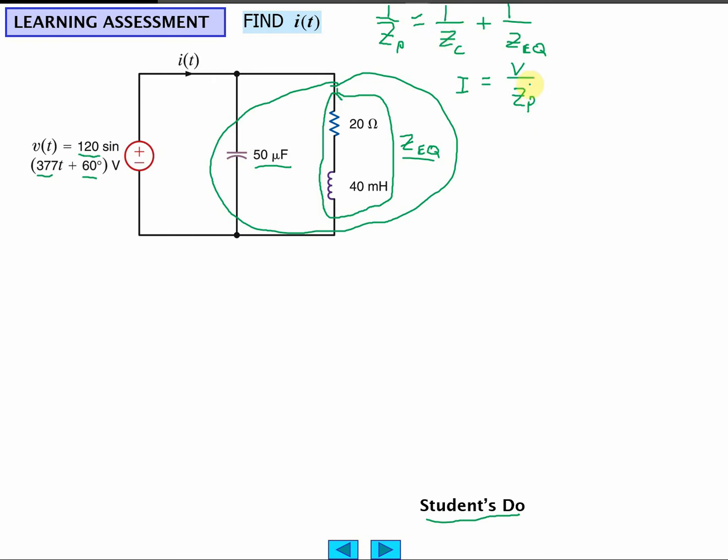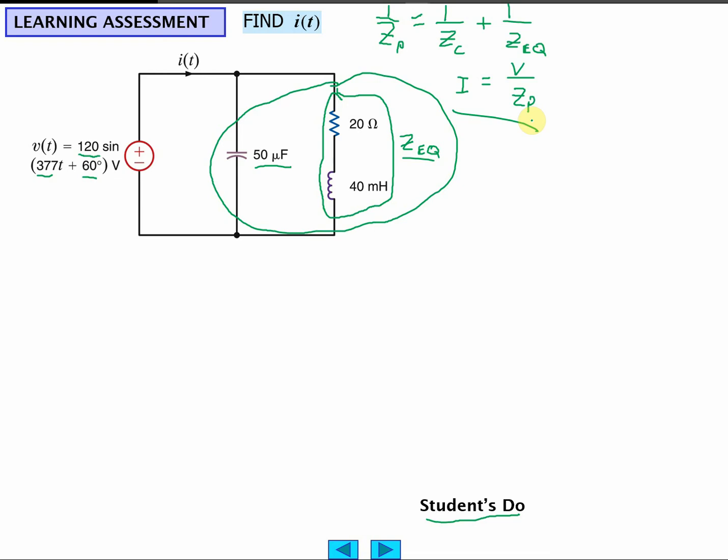Notice something. Multiply V by the reciprocal. Once you have the reciprocal, you're done. Okay, those are the hints I'm going to give you. You guys do it on your own. I'm going to pause the video and try it on your own, and then when you come back, I'll go through the rest of the solution. So pause now.